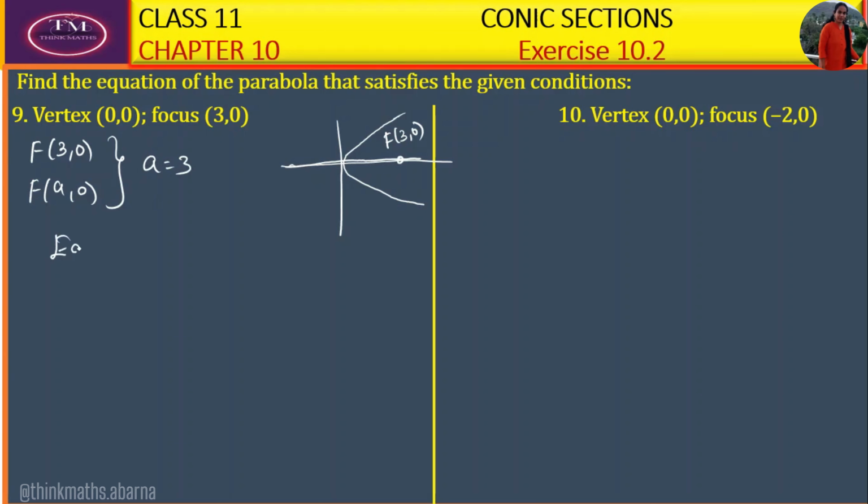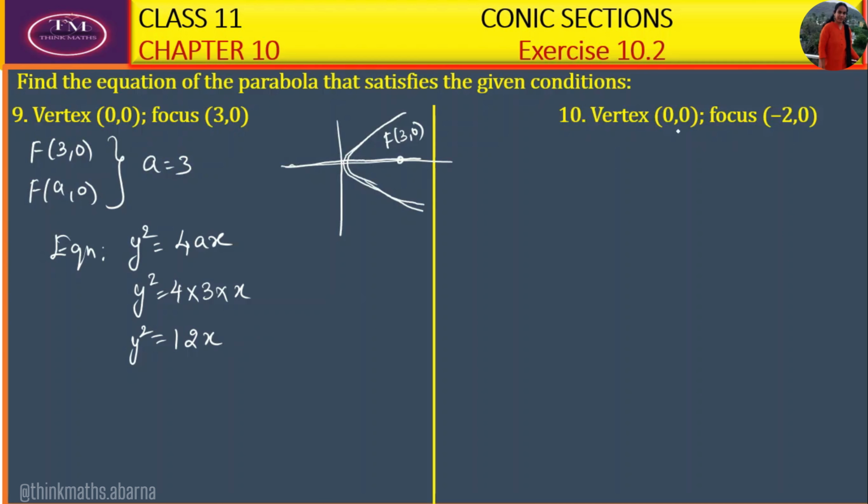So now what is the general format of the equation? If the parabola is facing towards right, that is positive side of x-axis, then it is y square equal to 4ax. So therefore it is y square equal to 4 into a is 3 into x. So it is 12x. So y square equal to 12x. So this is the equation of the parabola. Clear children? Do you understand? Shall we move on to the 10th one?